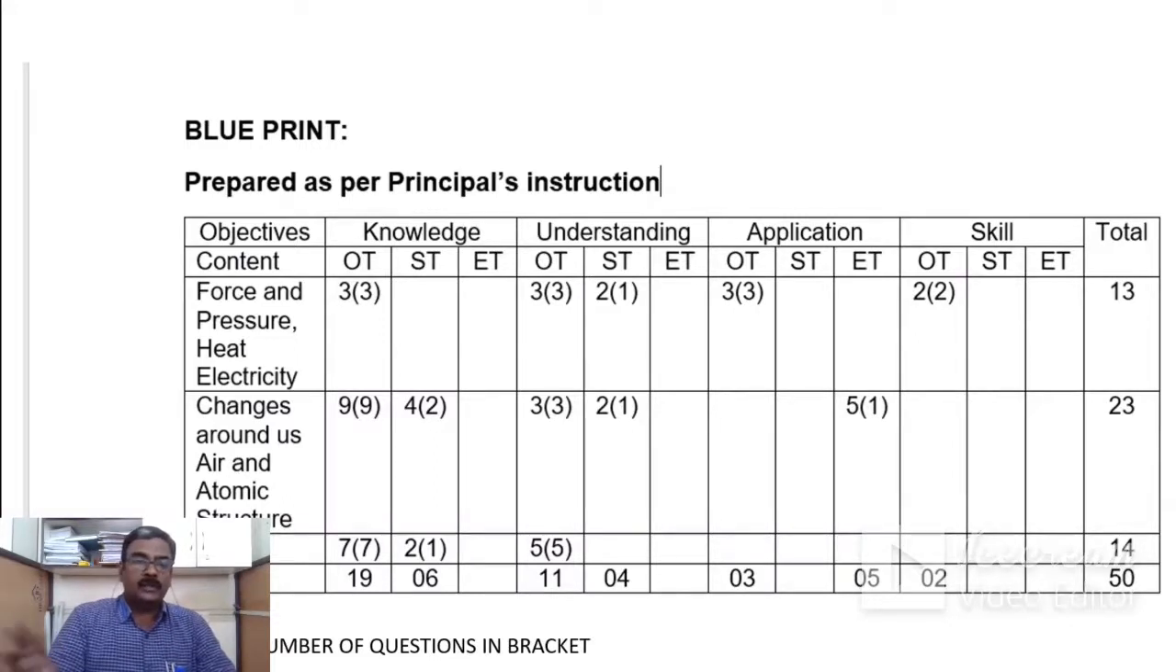Here we are mentioning on the left side objective, knowledge, understanding, application, skill and total. The lessons are also mentioned on the left hand side. OT means objective type question, ST means short type question, ET means essay type questions. Here the number of questions is mentioned within the bracket. So for example, force and pressure, heat and electricity, 3 bracket 3 we mention here. That means 3 questions of 1 mark each. So that is mentioned in the bracket. So there is a blueprint.